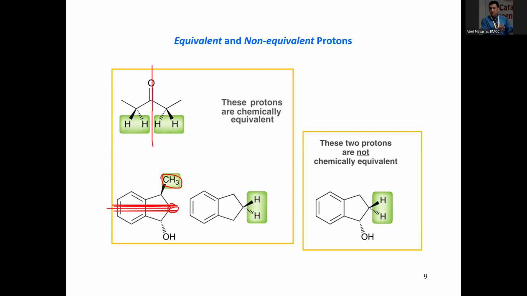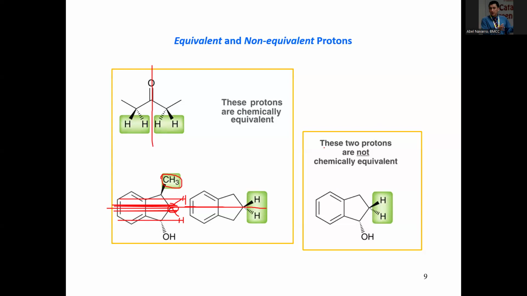So if you ask me about this one, for example, these are equivalent. Why? Because there is no chiral center, no chiral center, no chiral center. So there is a plane of symmetry right here. If you ask me about that CH2, this CH2 right here, H and H, yeah, these guys could be diastereotopic. They will be diastereotopic. Yes, that's correct. But they're not asking that in this particular slide.